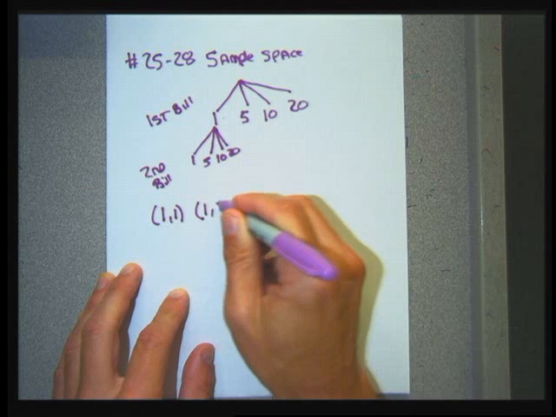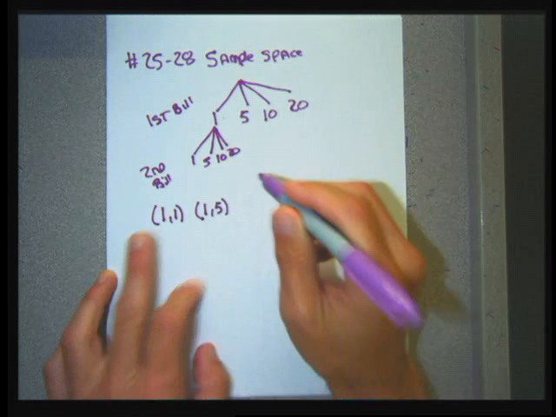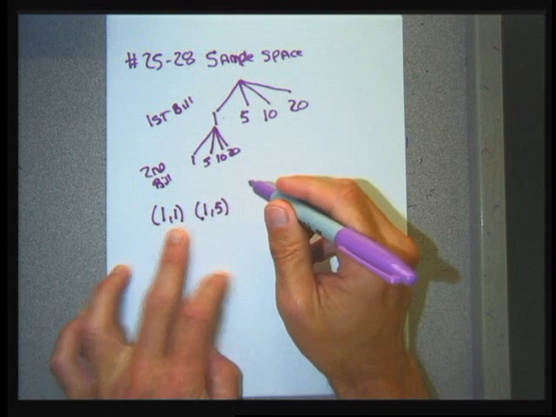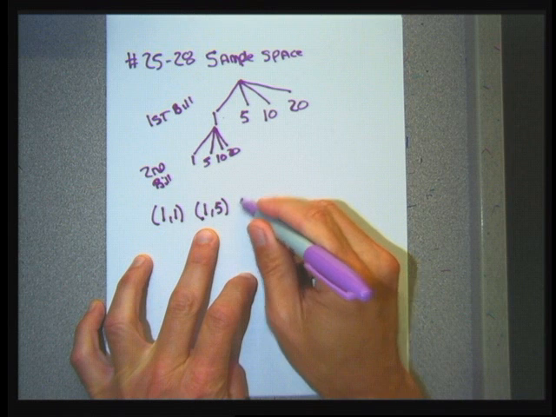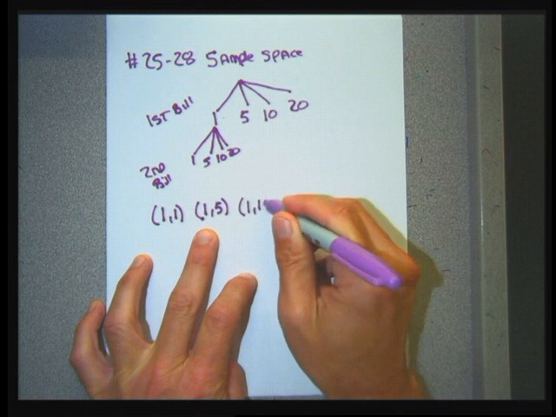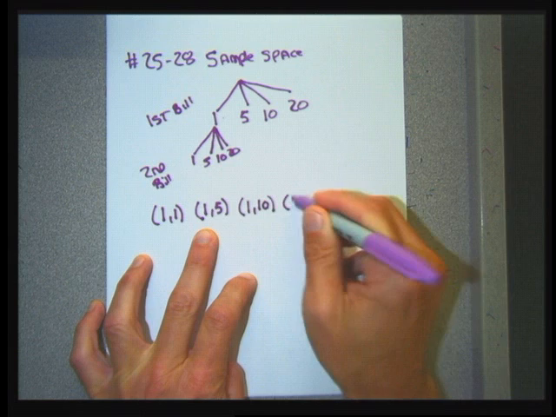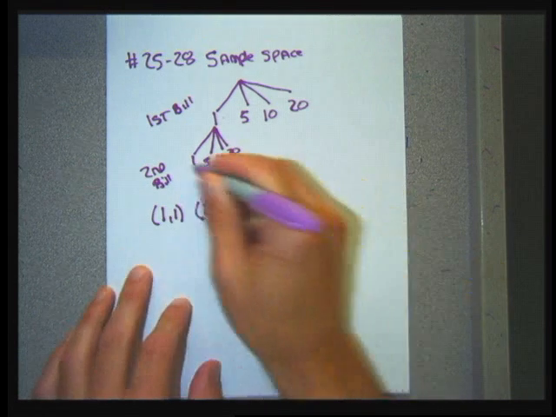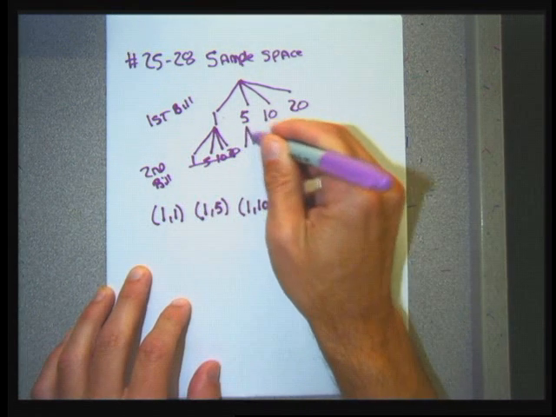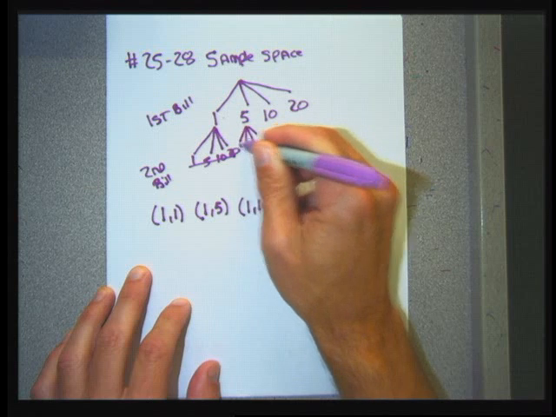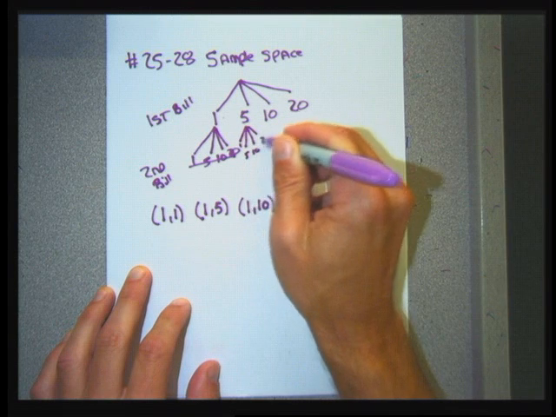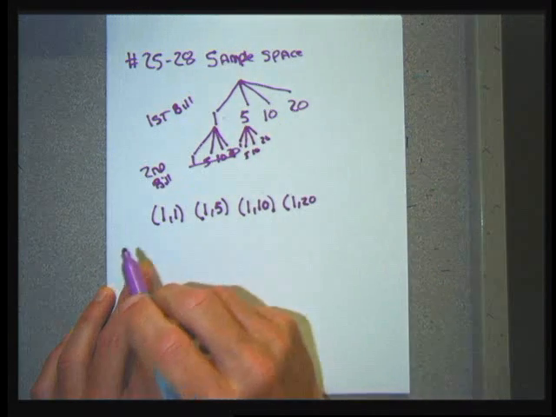And my sample space will start with a $1 bill first and a $1 bill second, a $1 bill first and a $5 bill second, a $1 bill first and a 10 second, and a 1 and a 20. Done with that, I'm going to go to the 5. If I get a 5, I can still get a 1, 5, 10, or 20 for my second bill because I'm putting the $5 bill back.